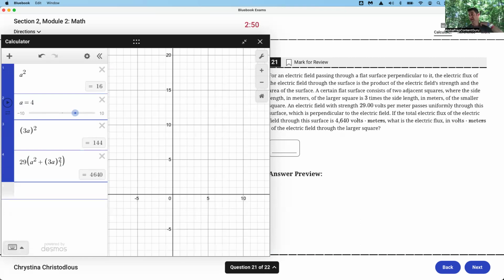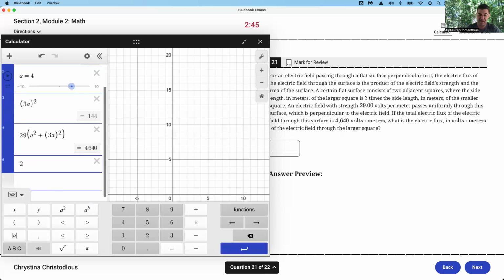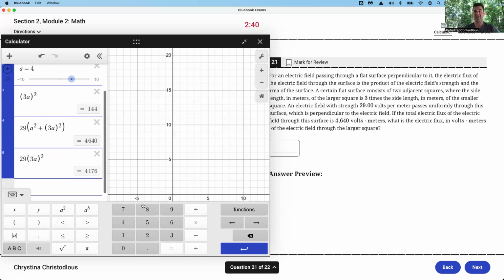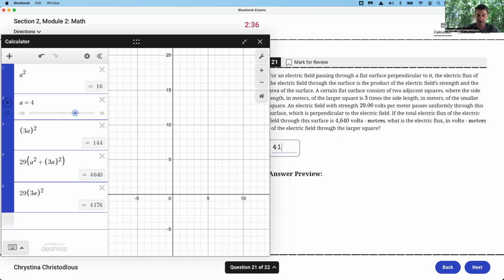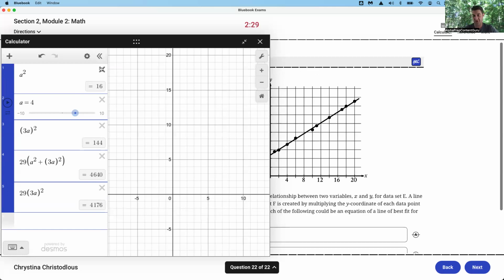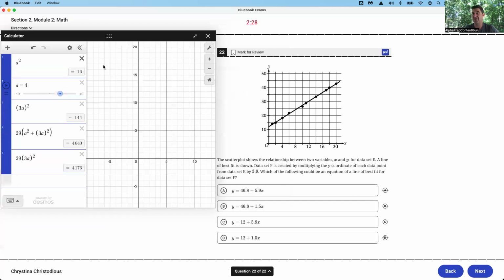That's cool. Now what they want to know is the flux of the larger square. So flux is just strength times area of the larger square. The answer is 4176. I'd go a little longer and walk you through that, but with 2 minutes and 34 seconds, I think it only makes sense to go after question 22. Let's see what we've got.